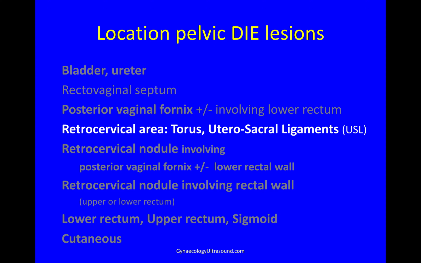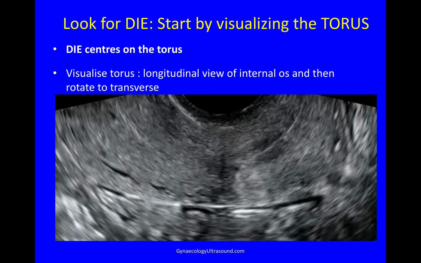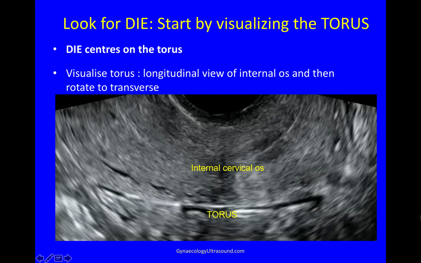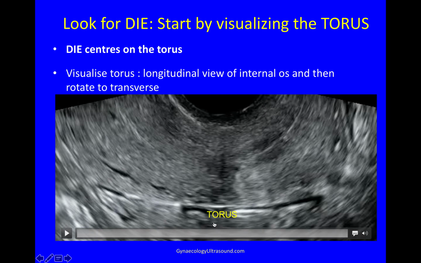Next we come to the retrocervical area of the torus and the uterosacral ligaments. Looking for DIE, this is a really good trick. You start by visualizing the torus. So the torus is where the uterosacral ligaments attach on the back of the cervix. So I start with a longitudinal view, looking for the area where the bladder, which is this white echogenic line, attaches to the uterus. In a line behind that is the internal cervical os, and in a line behind that is the torus. This is more or less where the uterosacral ligaments attach, and I'll show you what this looks like. Live, start longitudinally, and then I'll rotate on this point of the torus and go transverse.